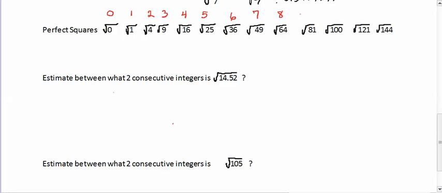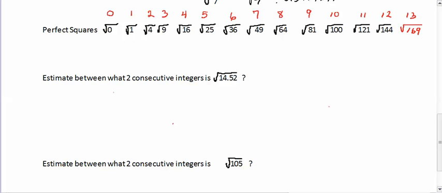8. 8 times 8 is 64. Square root of 81? 9. 9 times 9 is 81. Square root of 100 is 10. Square root of 121, 11. Square root of 144, 12. Now my next one would be 13. And 13 times 13 is 169. And then I could do 14. 14 times 14. And those are all perfect squares.